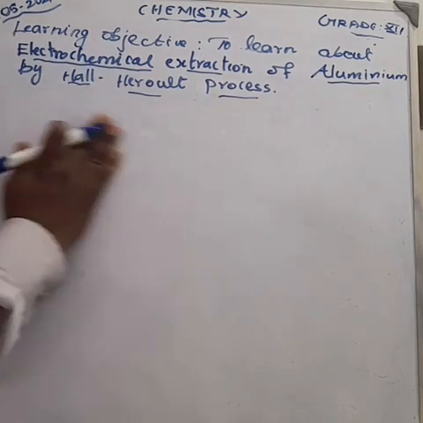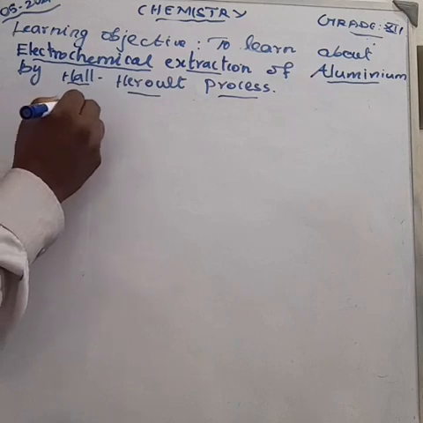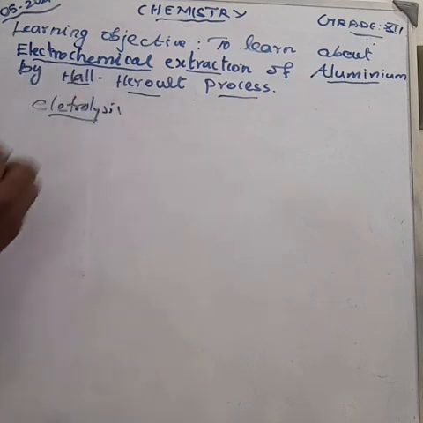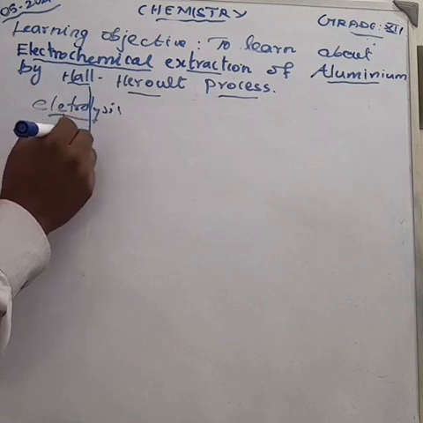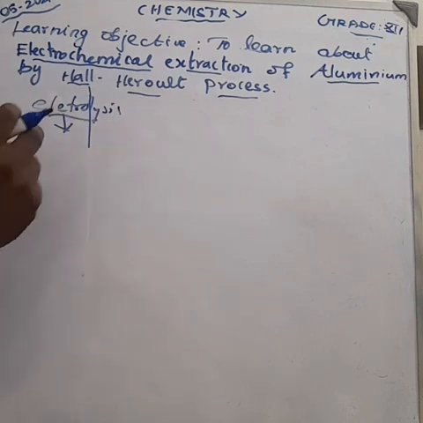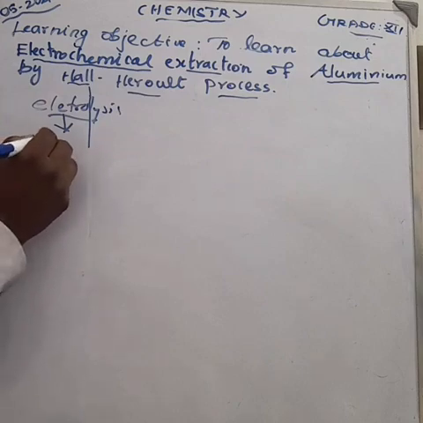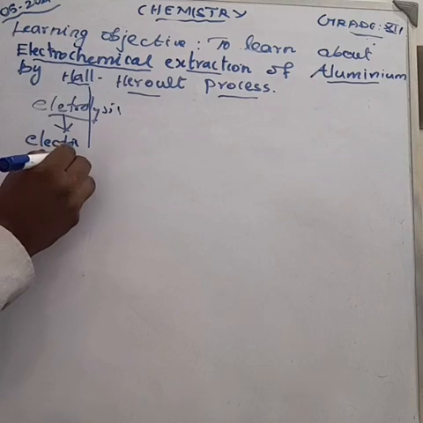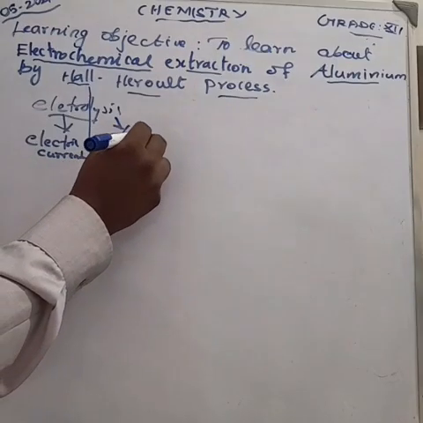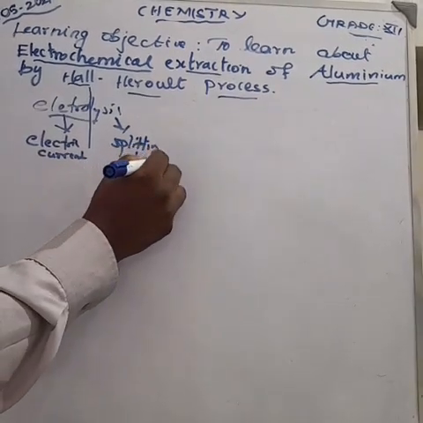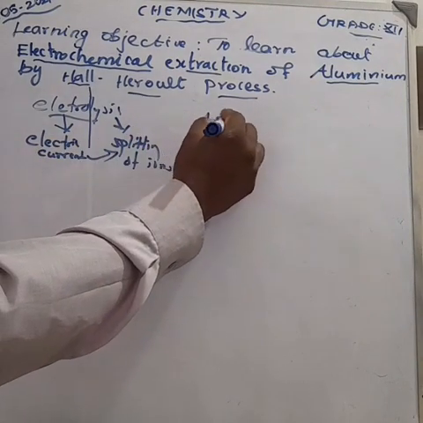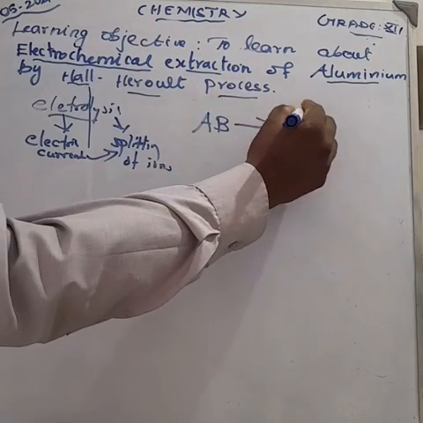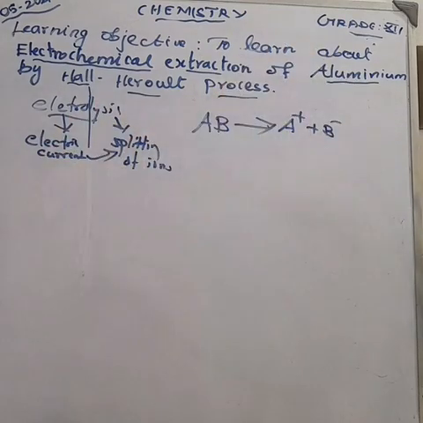Dear children, in this method, electrolysis is carried out in an iron tank. What is the meaning of electrolysis? Electro means electric current, lysis means splitting. So simply we can say it is the splitting of ions of a substance by means of electric current. Electrolysis is carried out in an iron tank.